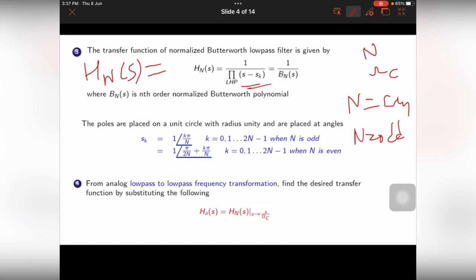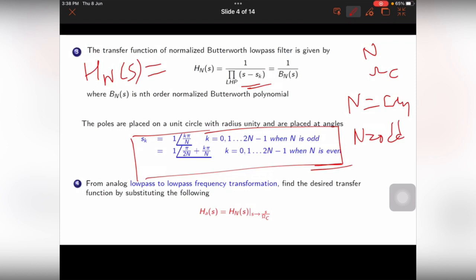Now, how to find sk for the Butterworth polynomials? When n is an odd number, sk is equal to 1 at an angle of pi k by n, where k is 0, 1, 2, 3 up to 2n minus 1. Whereas when n is an even number, sk is equal to 1 at an angle of pi by 2n plus pi k by n, where k is 0, 1, 2, 3 up to 2n minus 1. I will explain how to find the Butterworth polynomials in the next slide. So these are the two formulas used to find sk.